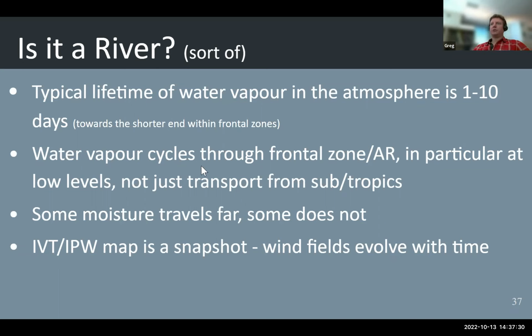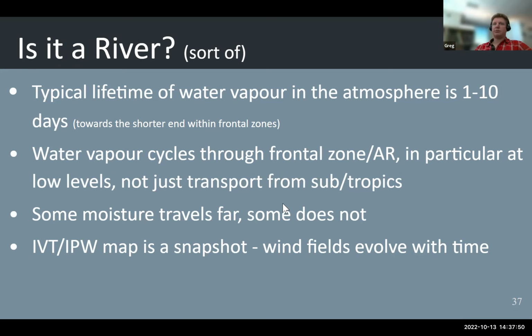So water vapor cycles through frontal zones and atmospheric rivers, in particular at low levels. So it's not just a direct transport where water gets picked up from the subtropics or tropics and then gets deposited in the mountains of BC. There is a mixture. Some moisture travels far and some does not.